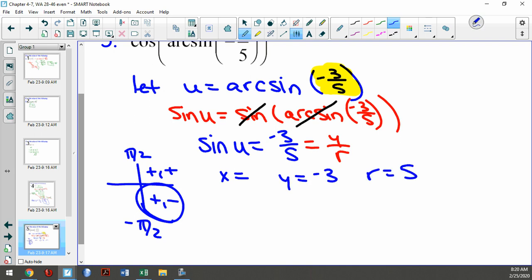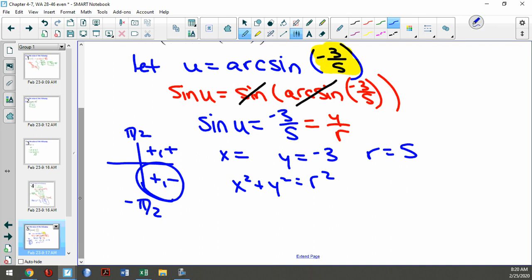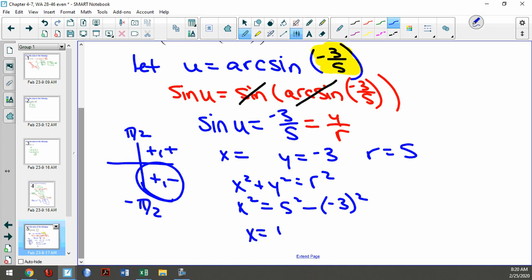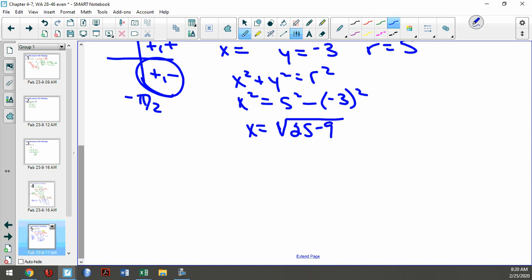So with that being said, I have x, we don't know, y is -3, and r is 5. So x squared plus y squared is equal to r squared. So x squared is equal to 5 squared minus a -3 squared. So x is equal to the square root of 25 minus 9. What is 25 minus 9? So I have plus 4 and x is equal to -4.